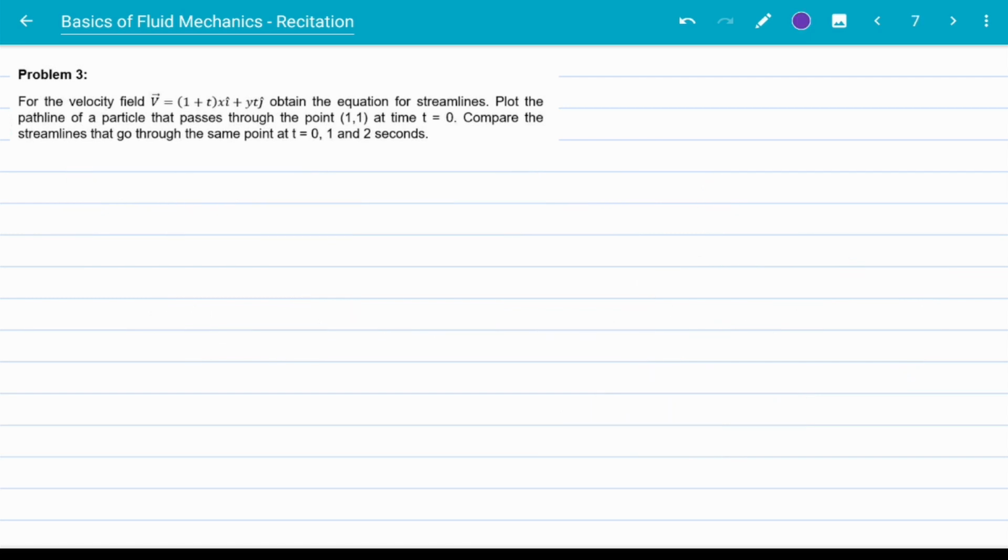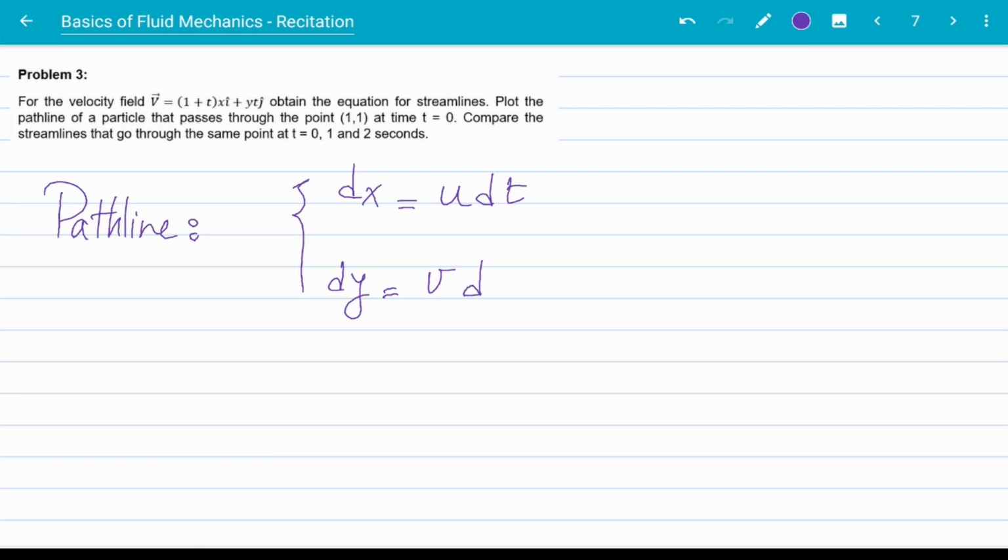Now, next up is finding the path line. So let's focus on the path line here. Based on the equations that we derived in the lecture, in the video of basics of fluid mechanics, I will put the link to that video in the description down below. We know that for the path line, I can say dx is actually u dt, and dy is actually small letter v dt.